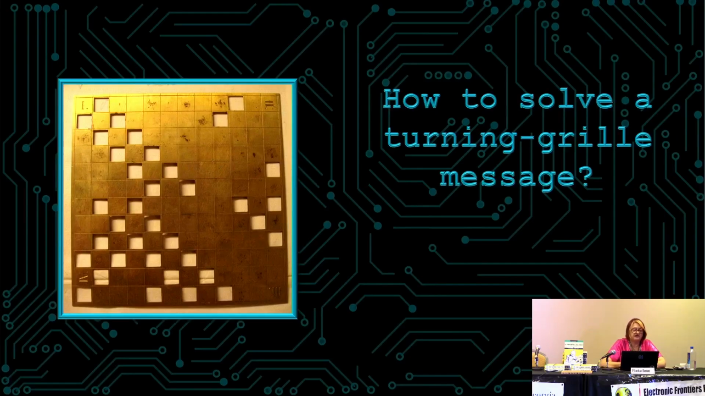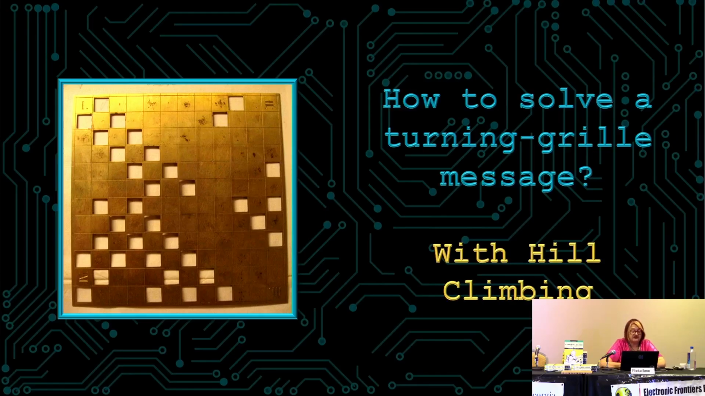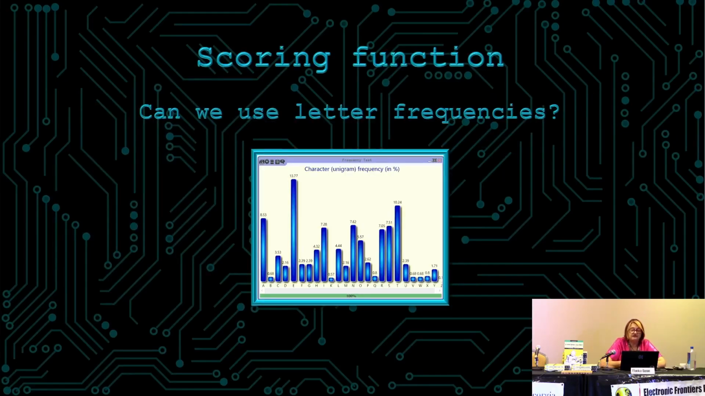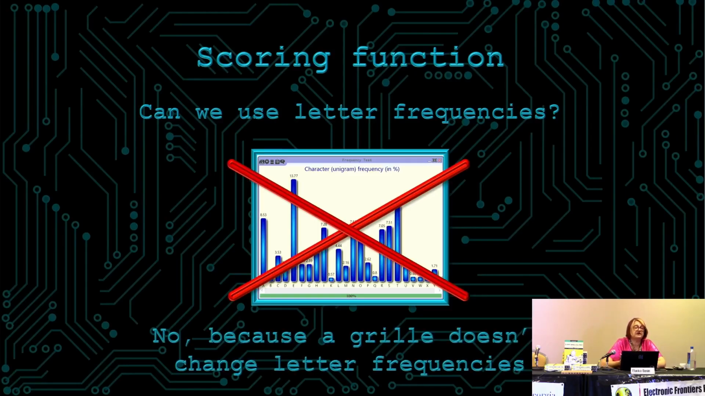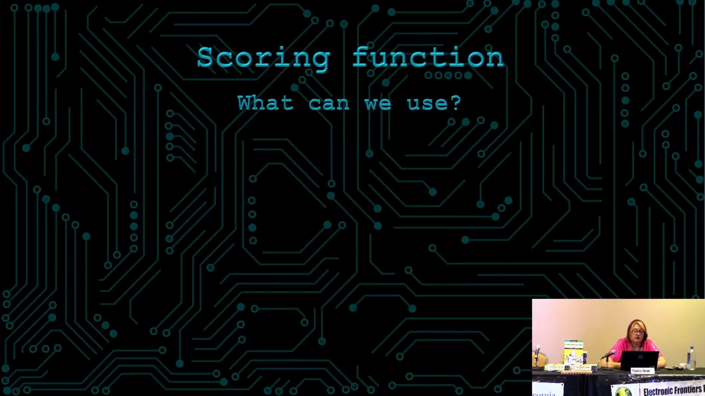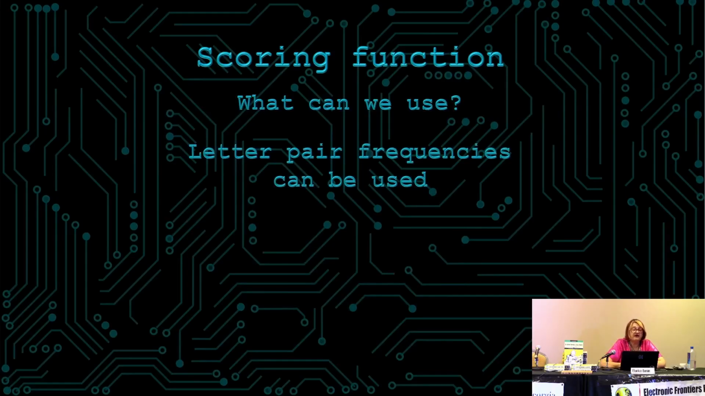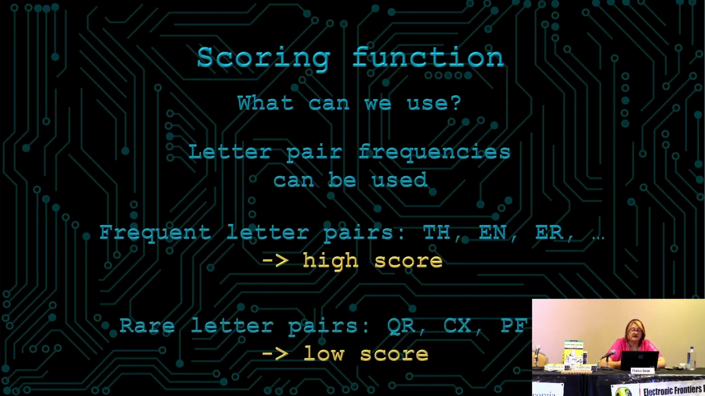So how do you solve a turning grill message if you don't have the grill? Well, with hill climbing, it's a little trickier, because can we use the letter frequencies method to score a transposition? No, we can't, because it's the same letters. We haven't changed the letters. So the frequent letters are going to continue to be frequent and so forth. So what can we use? Well, we can use letter pair frequencies. So frequent letter pairs such as TH, EN, ER would be a high score. And rare letter pairs, QR, CX, PF, are going to give it a low score.